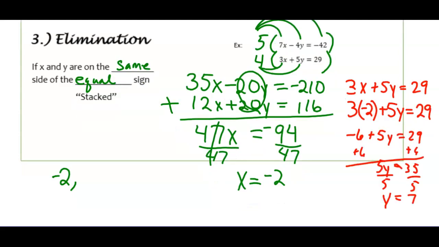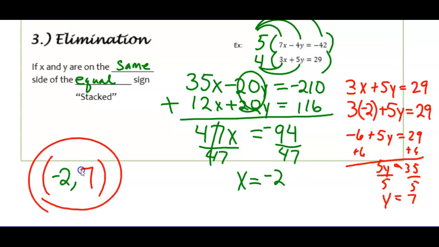Let's double check the work. Okay, you should have got y equals 7. If you did not get y equals 7, again, we write our answer as an ordered pair. If you did not get y equals 7, raise your hand and I will come around to help you.